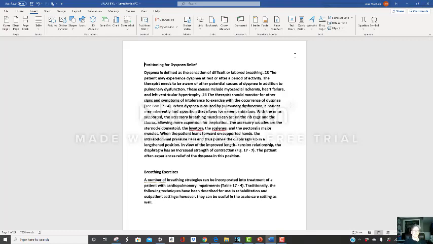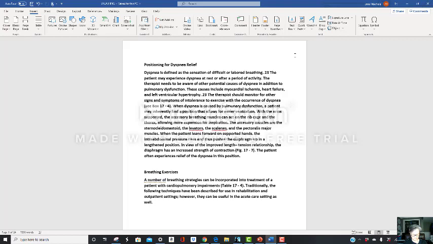Positioning for dyspnea relief. Dyspnea is defined as the sensation of difficult or labored breathing. The patient may experience dyspnea at rest or after a period of activity. The therapist needs to be aware of other potential causes of dyspnea in addition to pulmonary dysfunction. These causes include myocardial ischemia, heart failure, and left ventricular hypertrophy. The therapist should monitor for other signs and symptoms of intolerance to exercise with the occurrence of dyspnea.